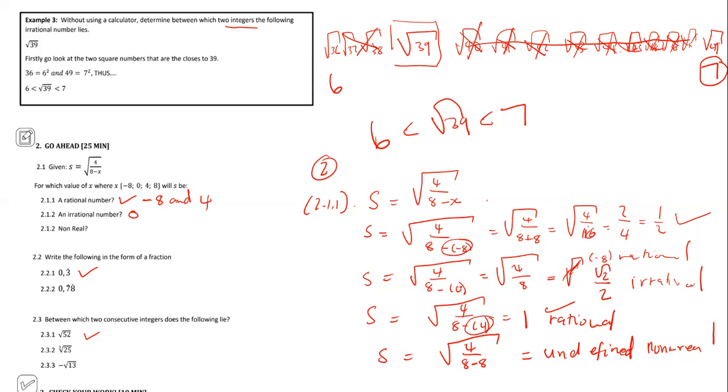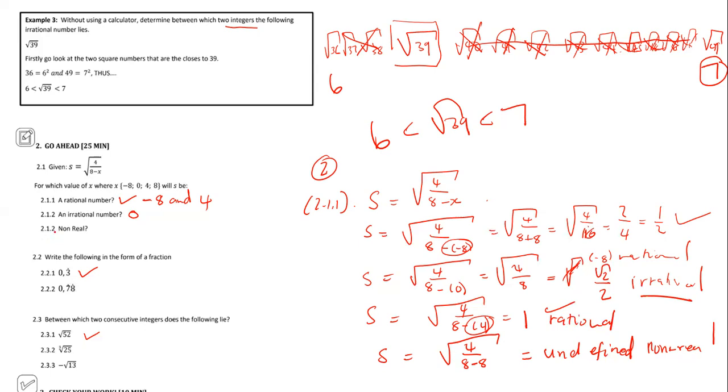Because when we substitute 0 here, remember we took the equation and substituted 0, and then we punched this on our calculator. What was the answer? We got root of 2 over 2, and root of 2 over 2 is irrational. So the correct answer will be 0, because substituting 0 will make S an irrational number.